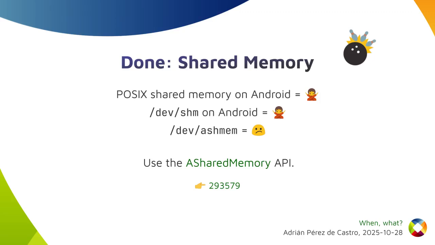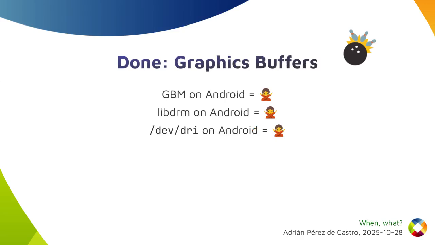Sometimes we share memory for them and so on. So there's a number of situations where we hit this API, and now the patch for this is upstream. And then the bigger ticket was the graphics buffer support.